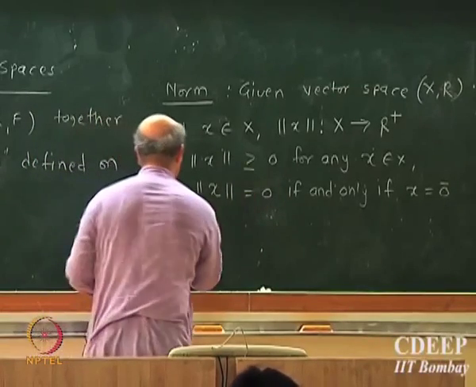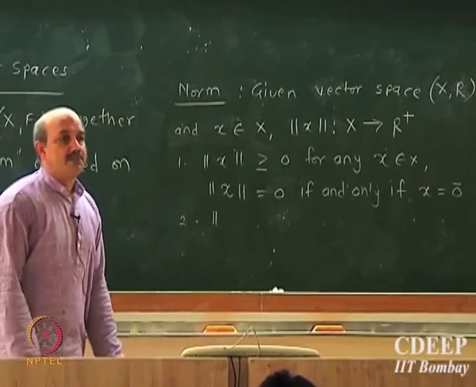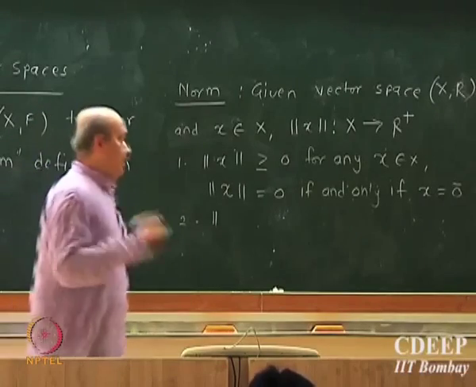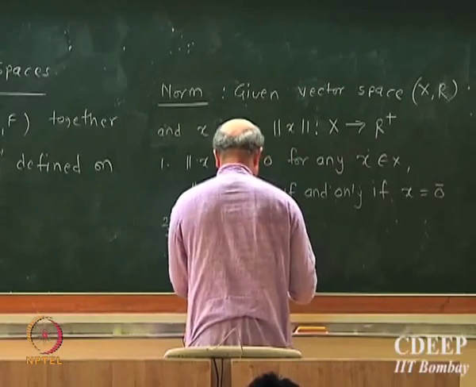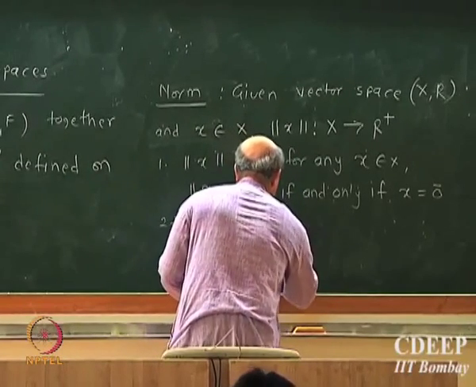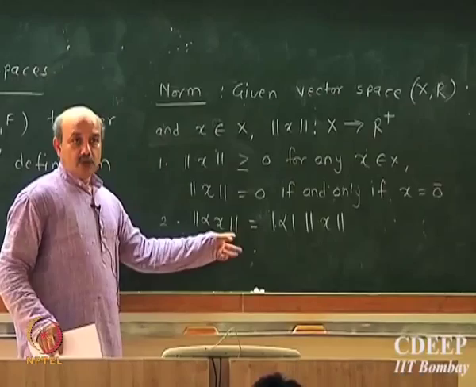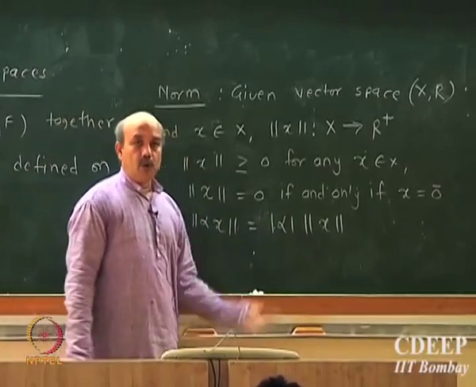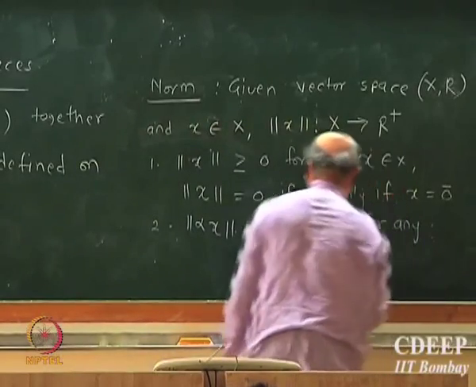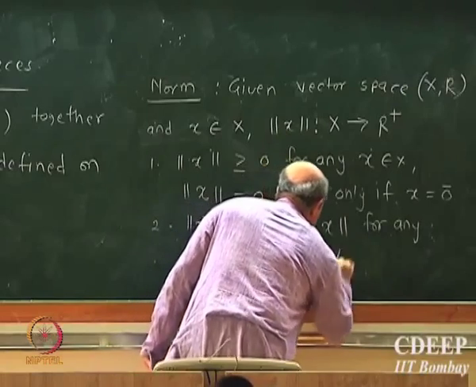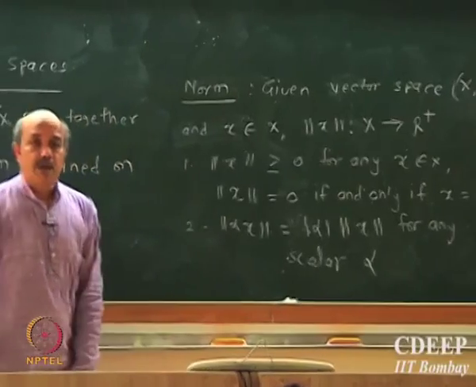The second property is, if I multiply the vector x by a scalar alpha, then what should happen? Norm of alpha times x should always be equal to mod alpha times norm x, for any scalar alpha. It's very, very important. That is the second property.